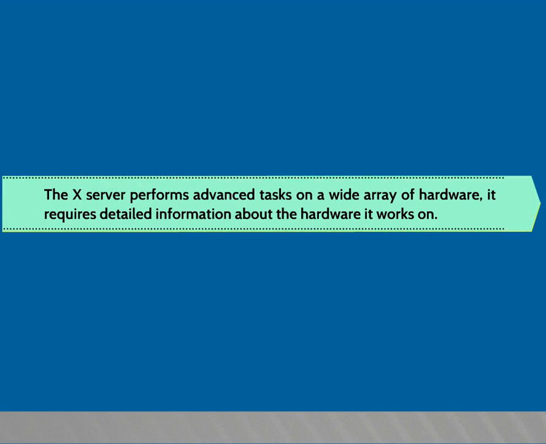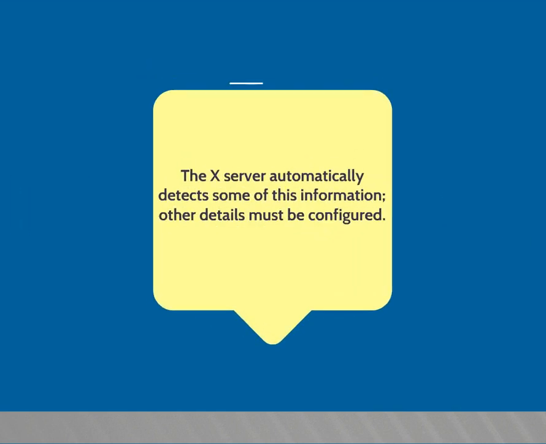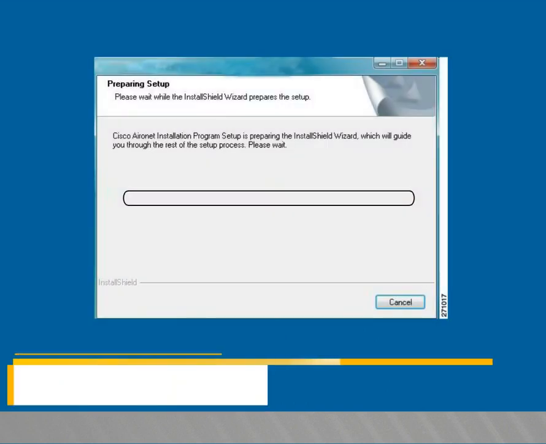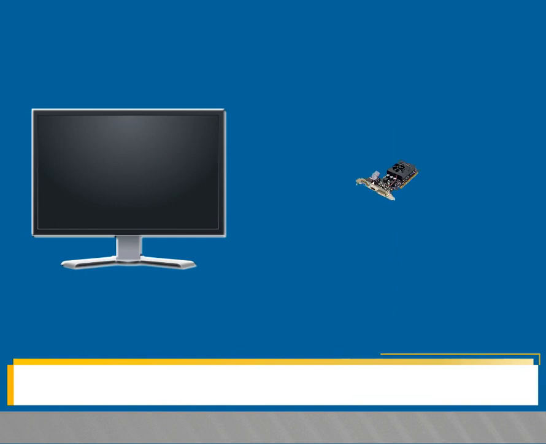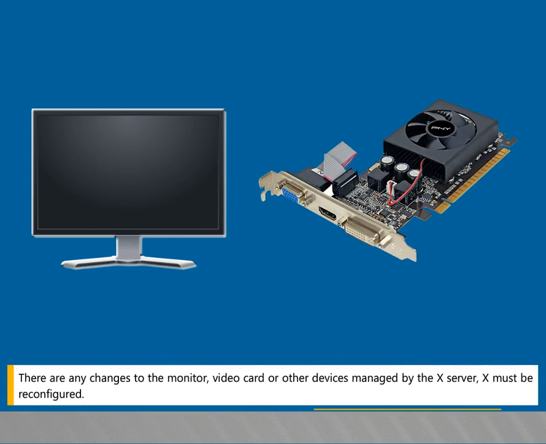The X server performs advanced tasks on a wide array of hardware. It requires detailed information about the hardware it works on. The X server automatically detects some of this information. Other details must be configured. The installation program installs and configures X automatically unless the X11 R7.1 release packages are not selected for installation. If there are any changes to the monitor, video card or other devices managed by the X server, X must be reconfigured.